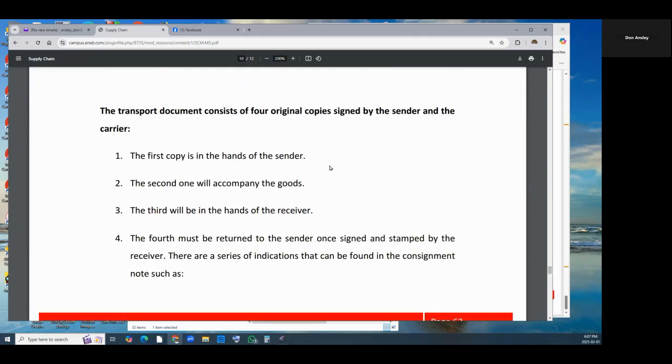The transport document consists of 4 original copies signed by the sender and the carrier. The first copy is in the hands of the sender, the second is in the hands of the one who will accompany the goods, the third will be in the hands of the receiver, the fourth must be returned to the sender once signed and stamped by the receiver.